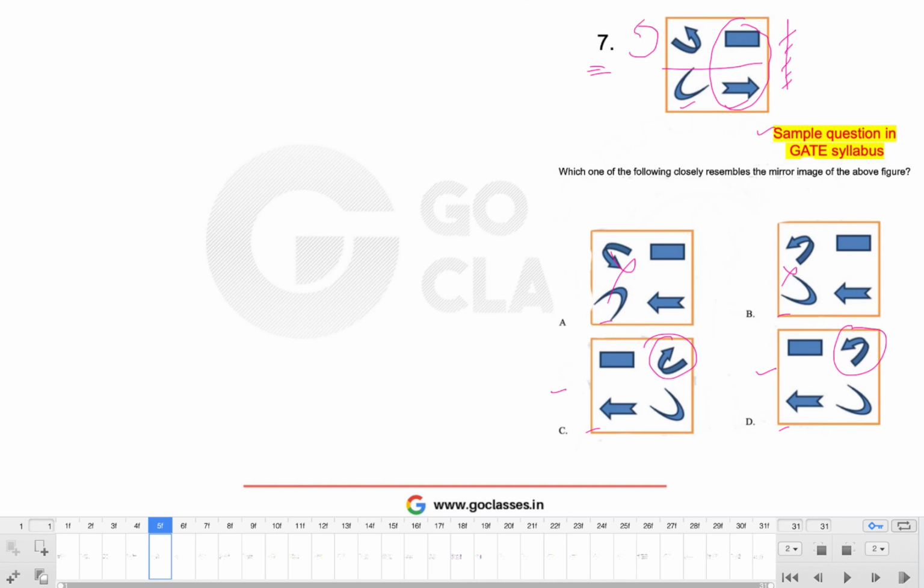Anti-clockwise. So in mirror image, it will be clockwise. Option D, it is like this. It is also anti-clockwise. C is the answer. This is clockwise.